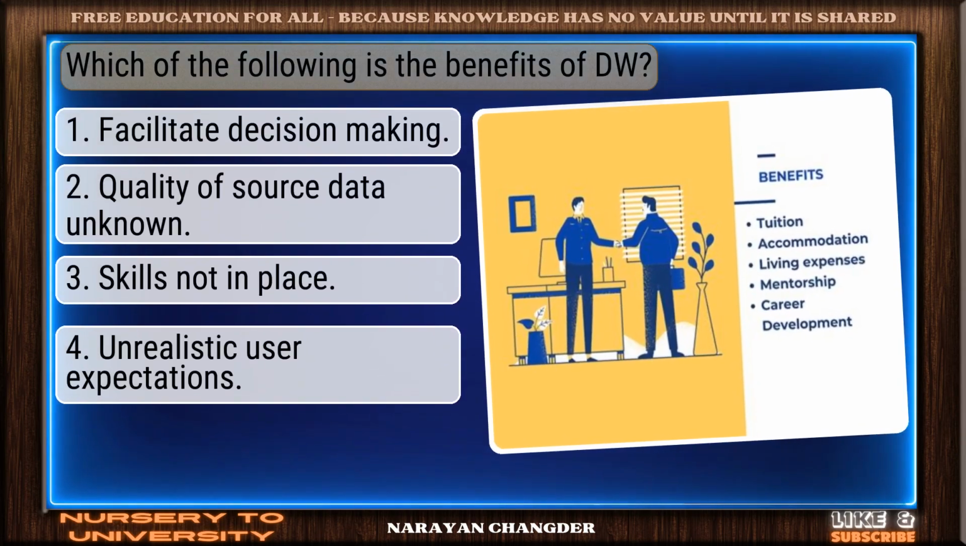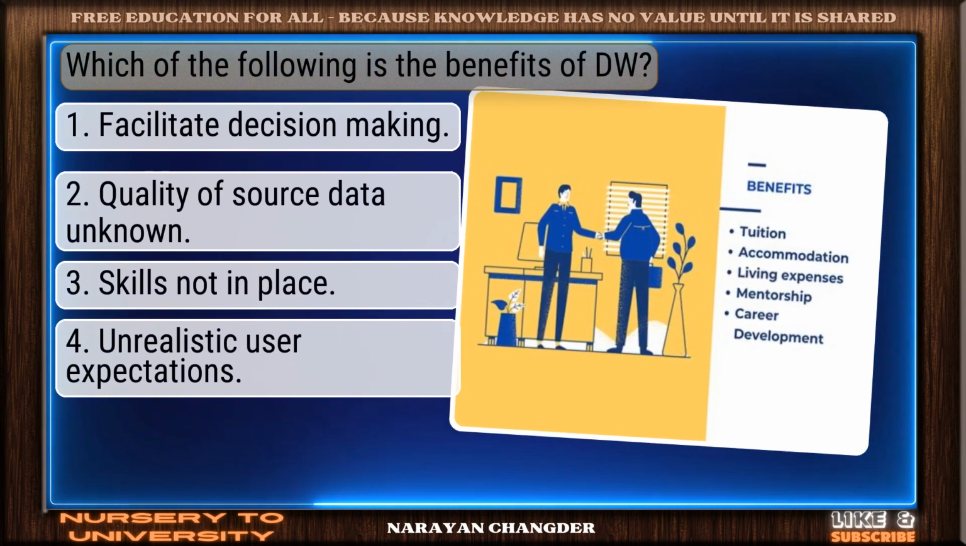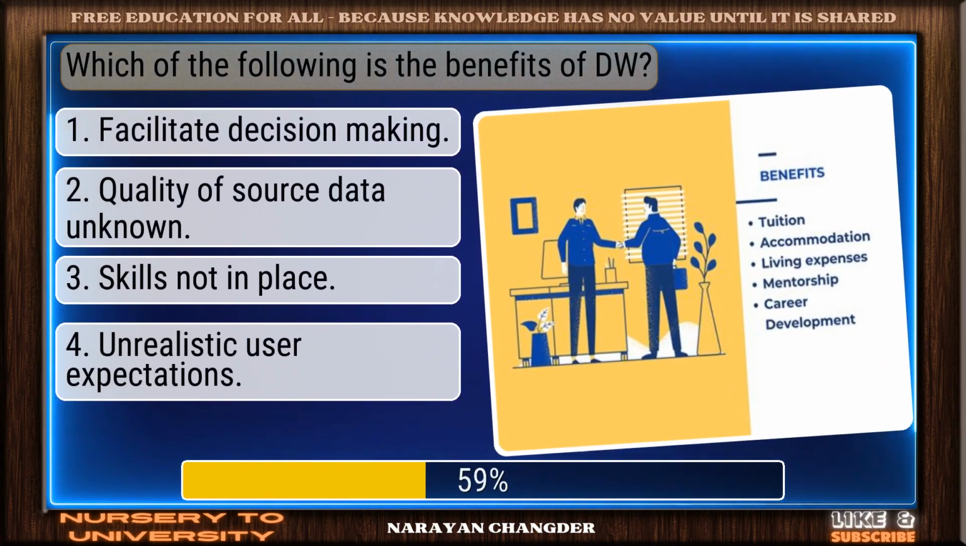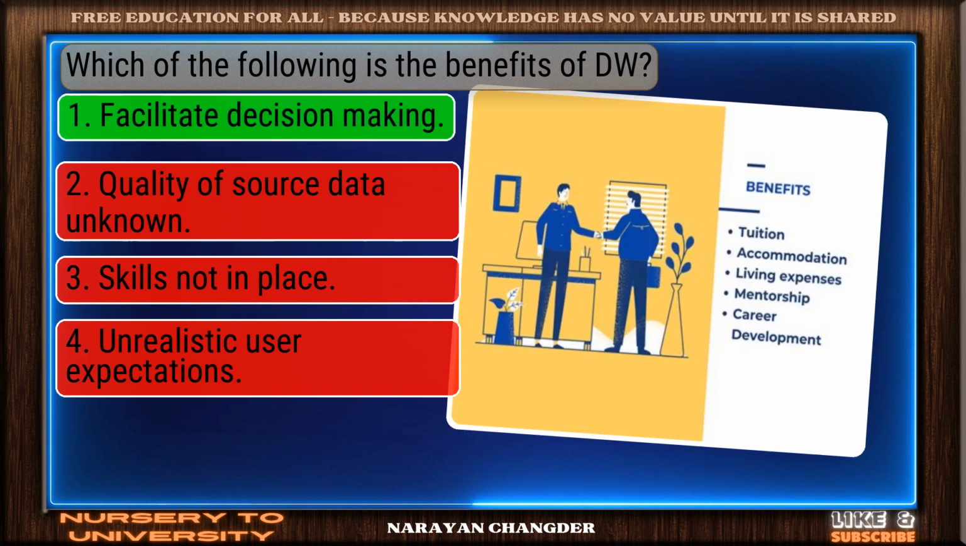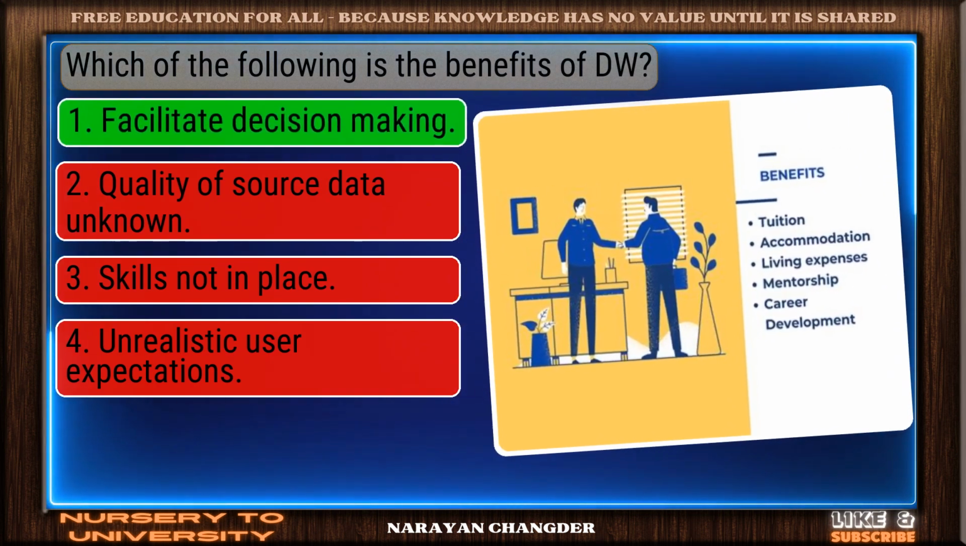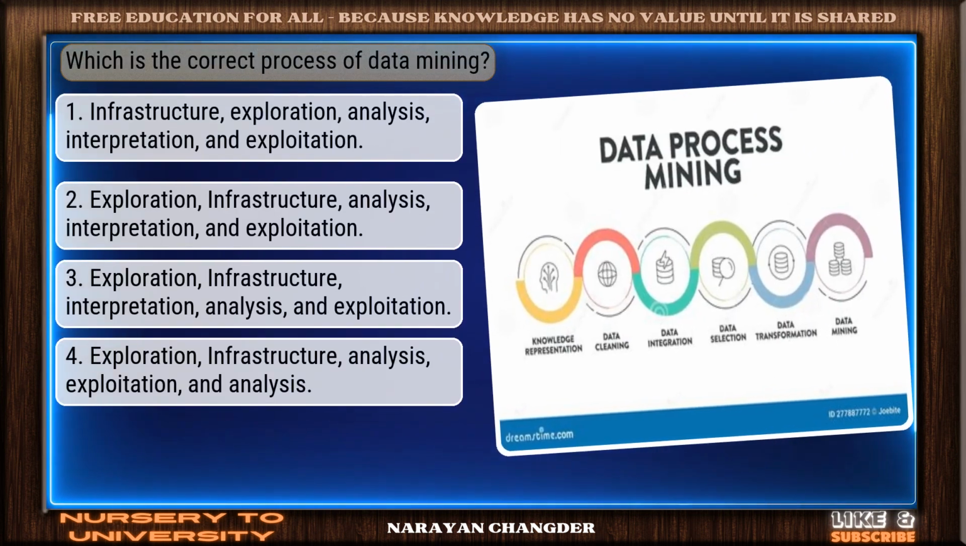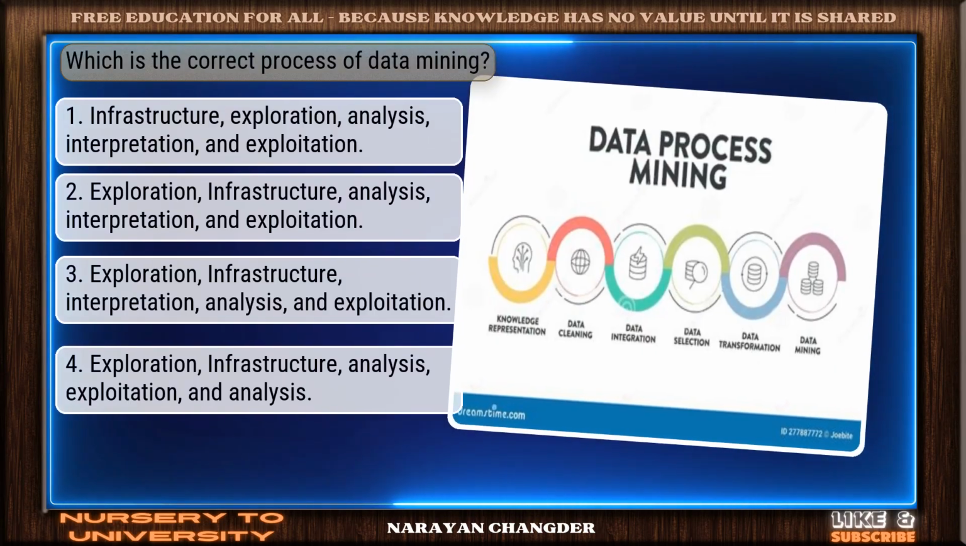Question number 39. Which of the following is the benefits of DSS? Great thinking. Facilitate decision making is the right choice. Question number 40. Which is the correct process of data mining?